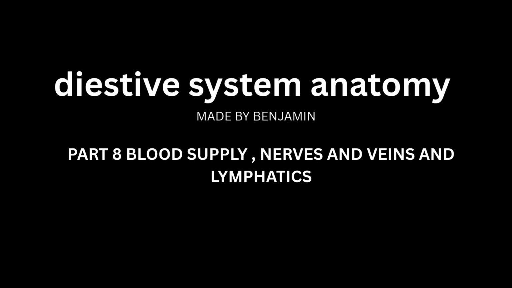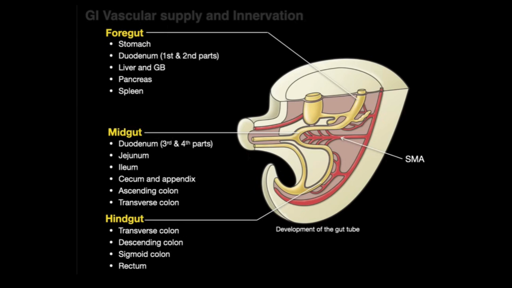Hi guys, so today we're going to look at the digestive system anatomy, part 8. Today we're going to be looking at the blood supply, the nerves, the veins, and the lymphatics. And just a quick note, this will be the very last video of the series, so this will be the ending of the series. So let's go into it.